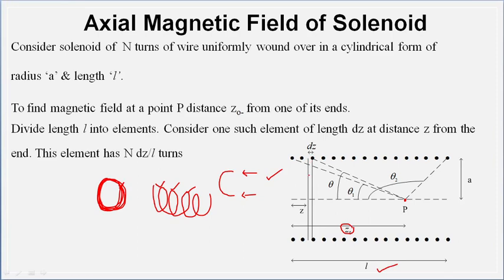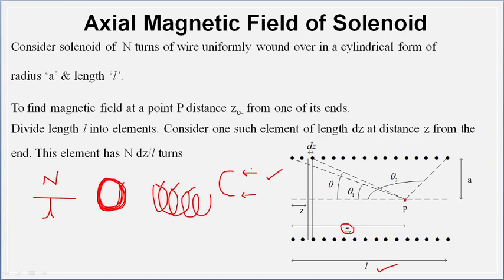So in this dz there are many turns. So we consider this element of the solenoid as a coil. Element means a small part of the solenoid as a coil. Width is dz. Now the total number of turns of the solenoid is capital N. If you divide this N by the total length, what you will get is the number of turns per unit length.